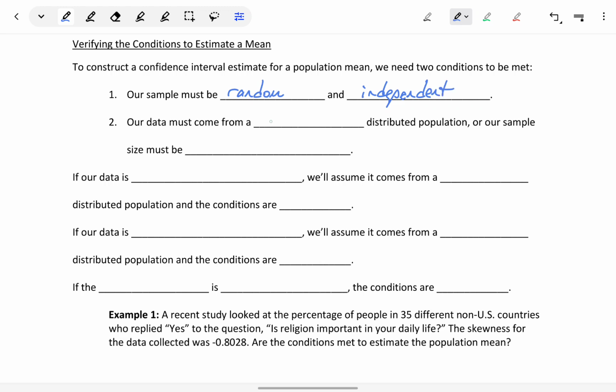Second, our data must come from a normally distributed population, meaning a population that is symmetric and unimodal, just like the bell curve or the normal distribution itself. Or our sample size must be n equals 25 or more.